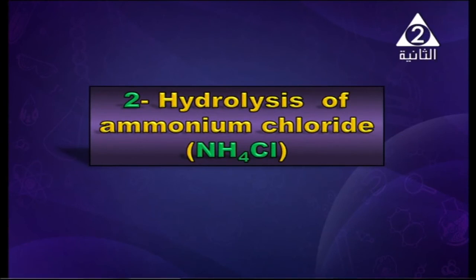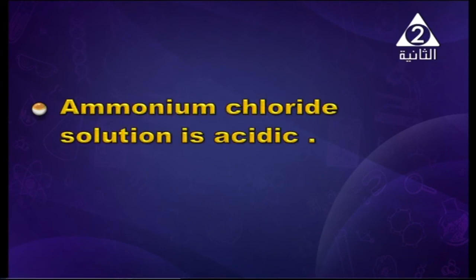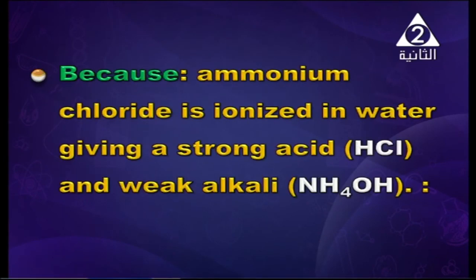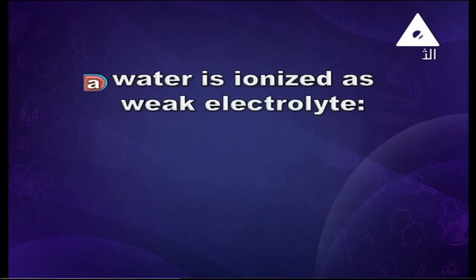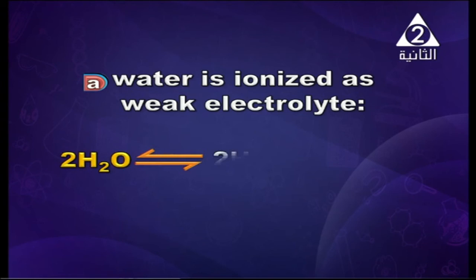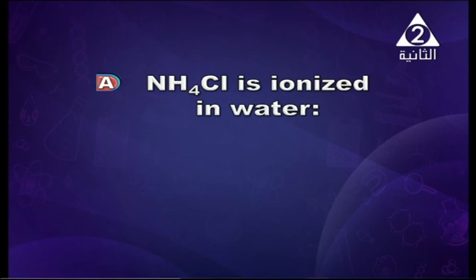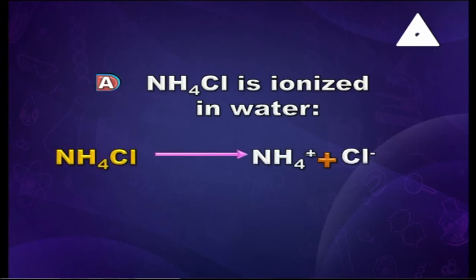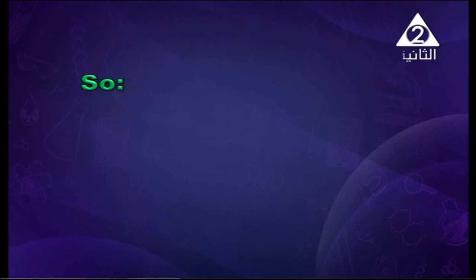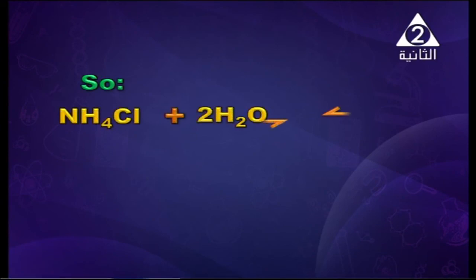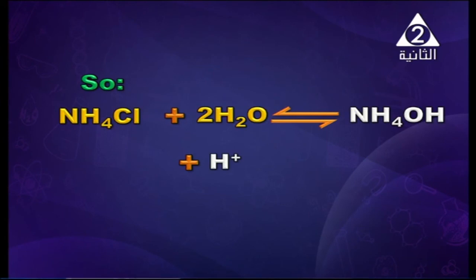Hydrolysis of ammonium chloride, and we give reason for this point. Here, ammonium chloride solution is acidic because ammonium chloride is ionized in water, giving strong acid hydrochloric acid and weak alkali ammonium hydroxide. As water is ionized as a weak electrolyte into hydrogen ion and hydroxide ion, and the ammonium chloride ionized into ammonium ion and chloride ion, so ammonium chloride plus water gives ammonium hydroxide and hydrogen ion and chloride ion.